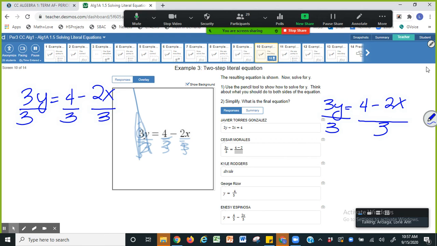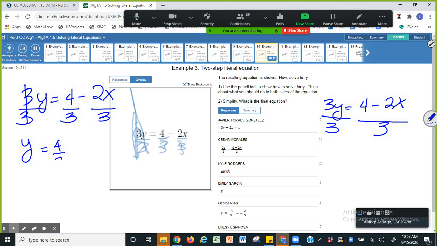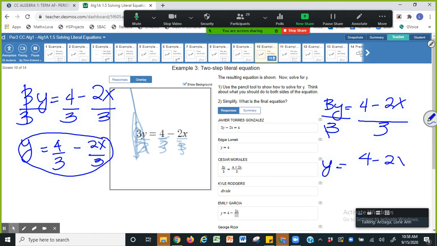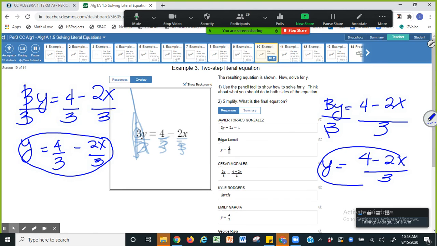So let me see how you guys wrote down your equations. So the final answers will be, if you cancel the 3 here, y must be alone. If you're writing something that doesn't have the y by itself, you have to do it again. George, you're on the right track. 4/3 minus 2x over 3. That's one possible answer. Or you can also write y is equal to 4 minus 2x all over 3, and that's another possible answer. So whichever you guys prefer, these two answers are both right.